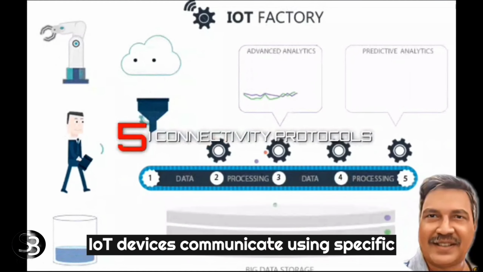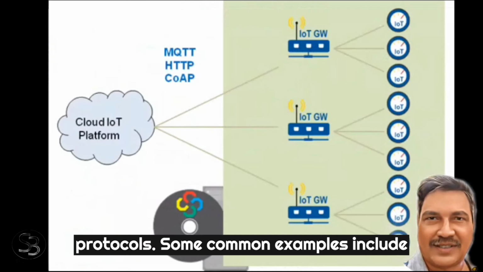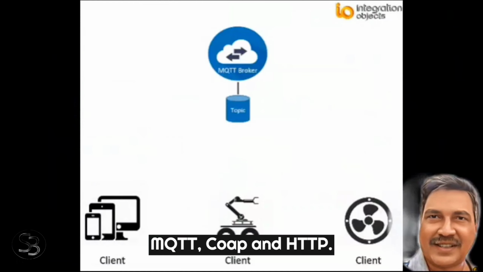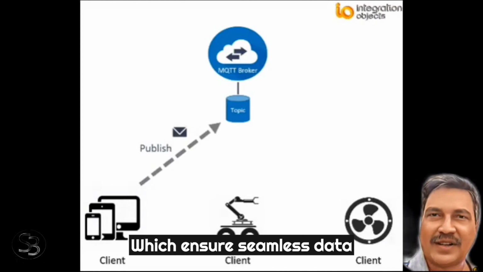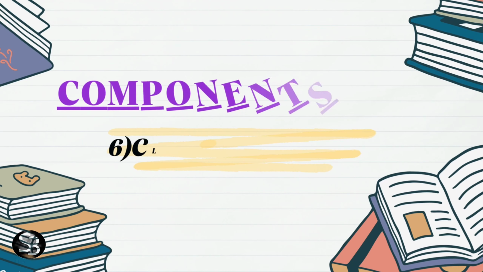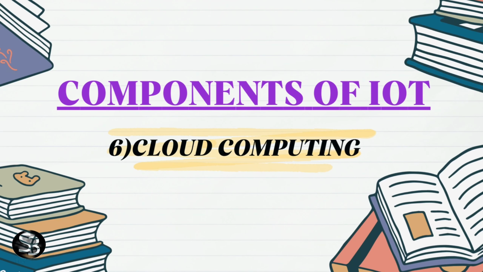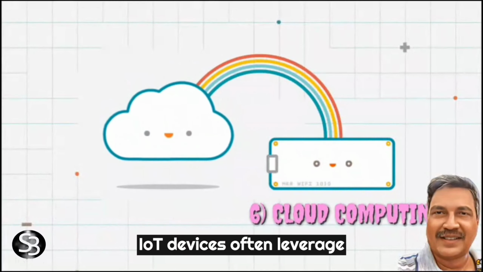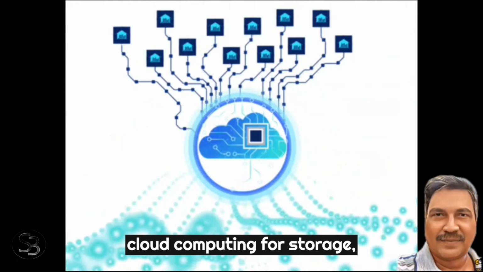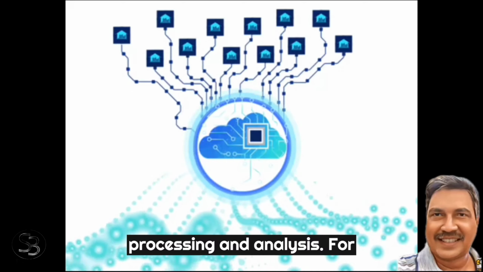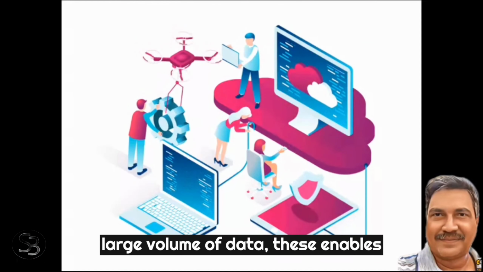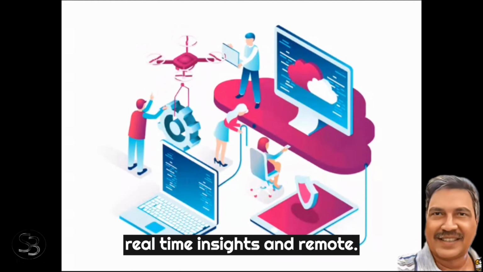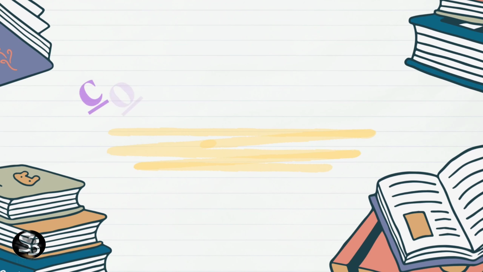IoT devices communicate using specific protocols. Some common examples include MQTT, CoAP, and HTTP, which ensure seamless data exchange. IoT devices often leverage cloud computing for storage, processing, and analysis of large volumes of data. This enables real-time insights and remote control.